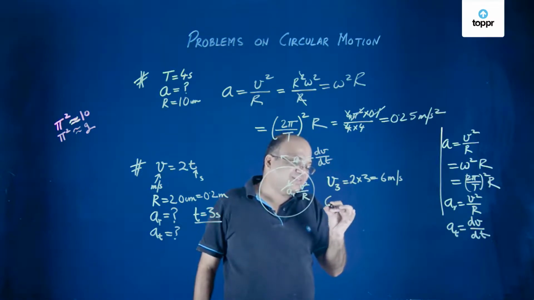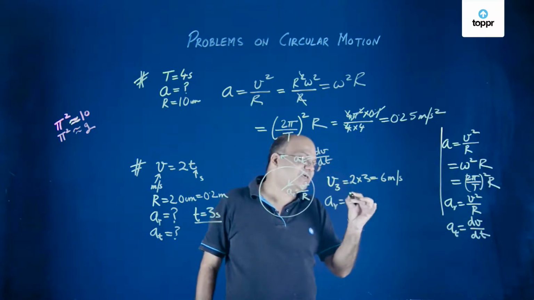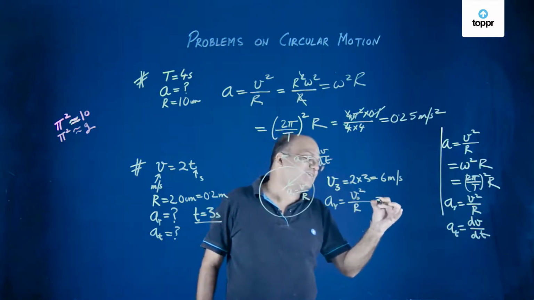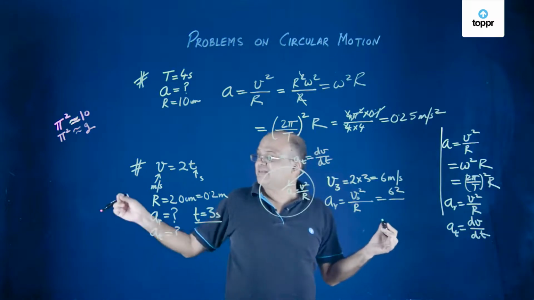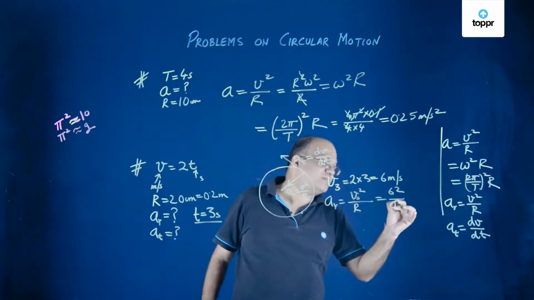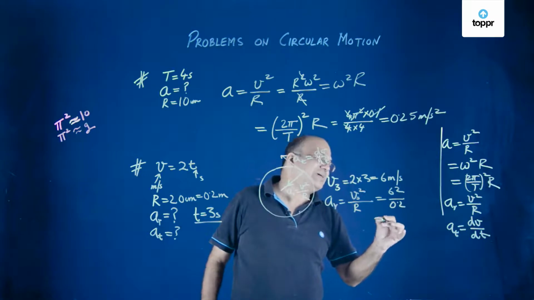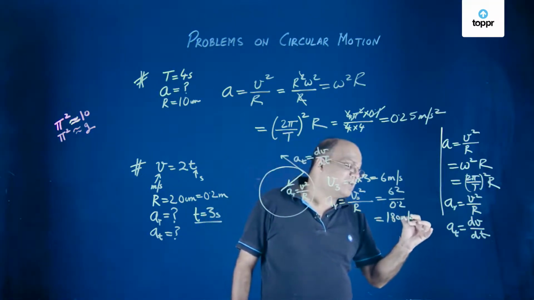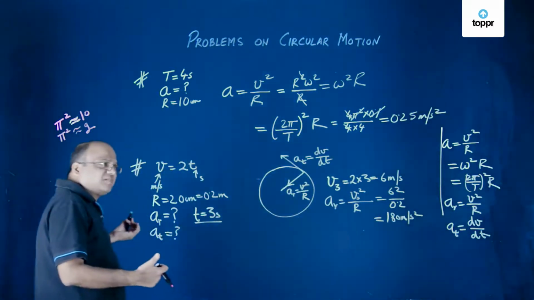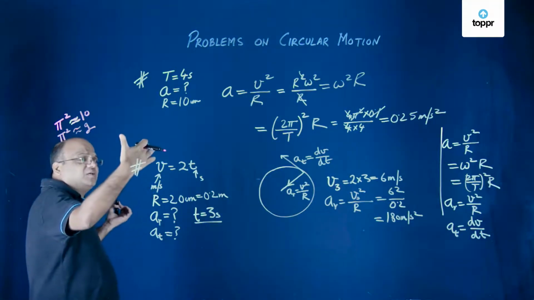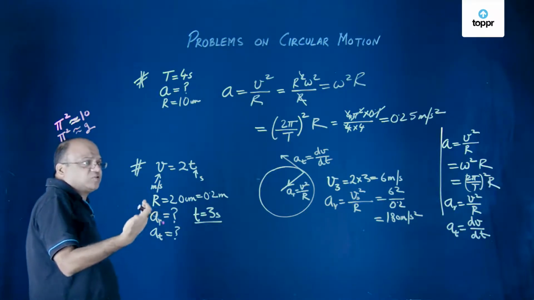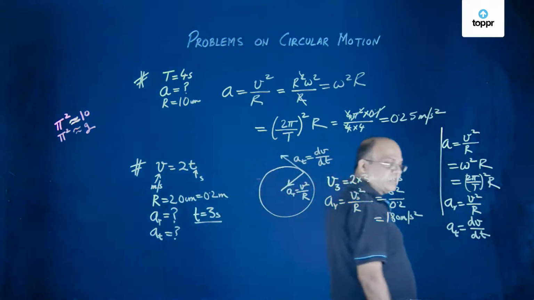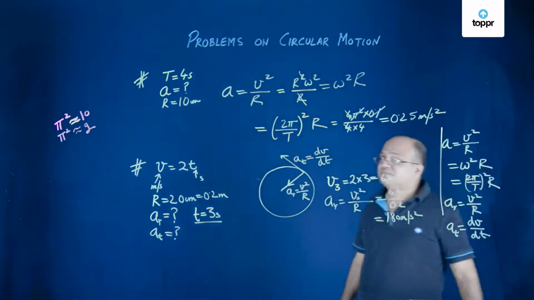And therefore, the centripetal acceleration will be this V3 square by r. V3 is 6, so 6 square, and the radius we have taken as 0.2 meters. So 36 by 0.2, that is equal to 180 meter per second square. So this is the centripetal acceleration, v square by r. We have to find the velocity at t equal to 3 seconds. So we found that as 6 meter per second, and therefore the centripetal acceleration became 180 meter per second square.